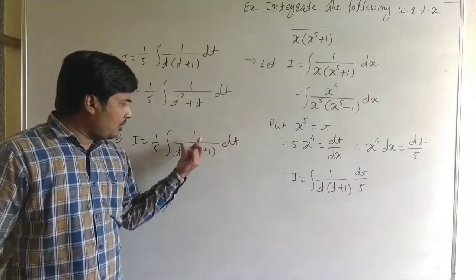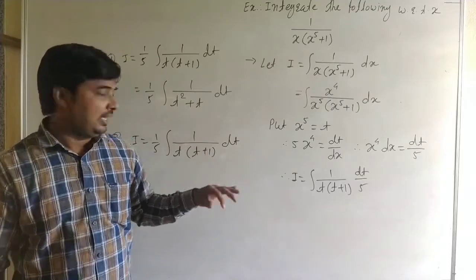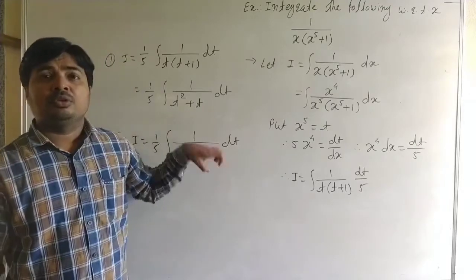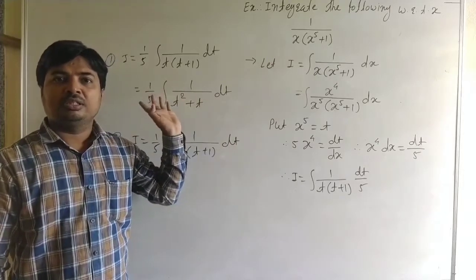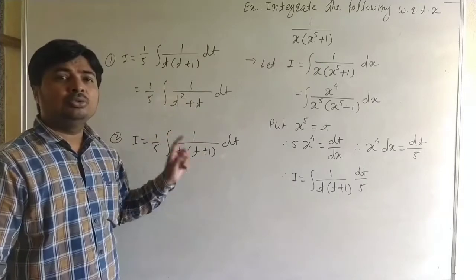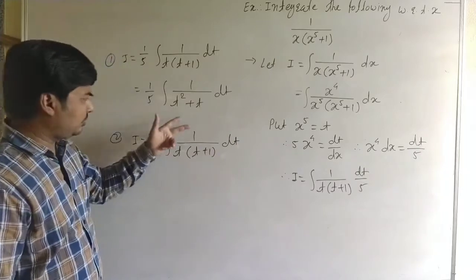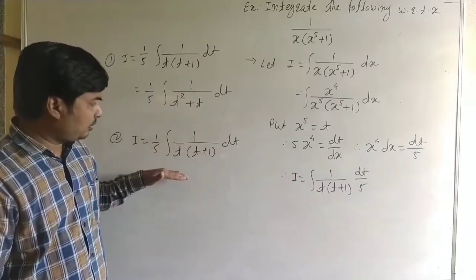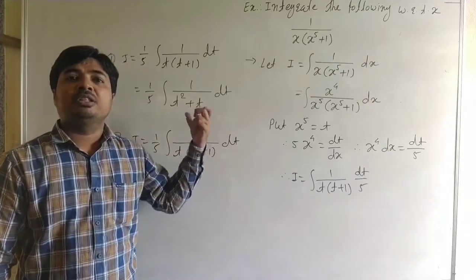Here it is 1 upon the product of two linear factors. Such types of examples we have already learned in our lecture number 9. Watch carefully the lecture number 9. Here it is a constant, 1 by 5, upon the product of two linear factors. Then we adjust the two linear factors in the numerator.